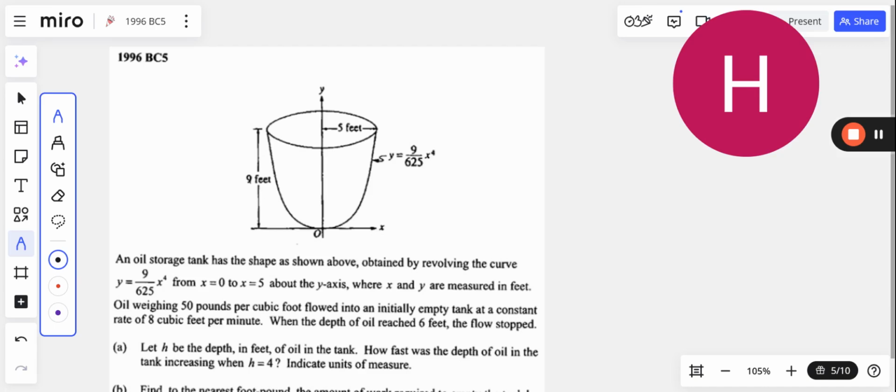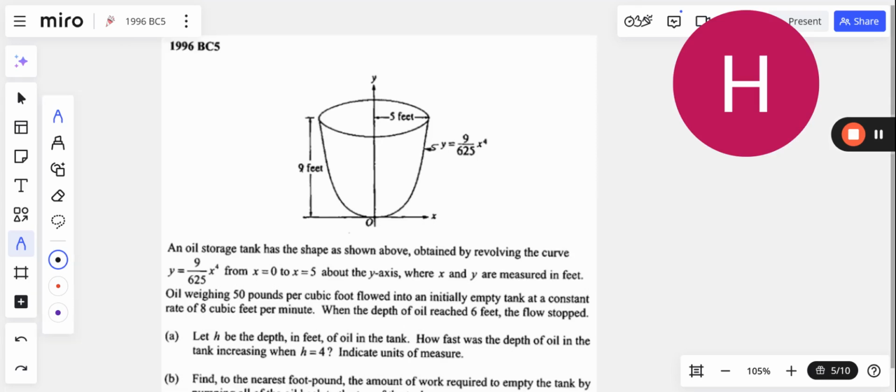This is math from the void. Math coming at you out of nowhere. And today we have a problem from the 1996 AP Calculus BC exam. We have this problem with an oil storage tank defined by this equation revolved around the y-axis.